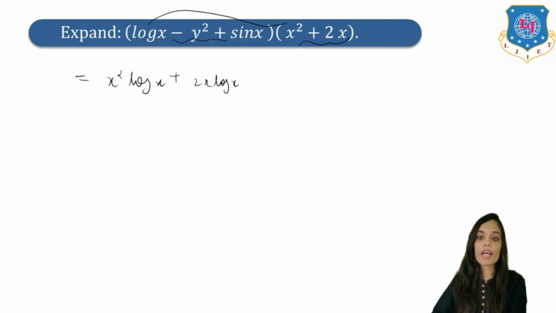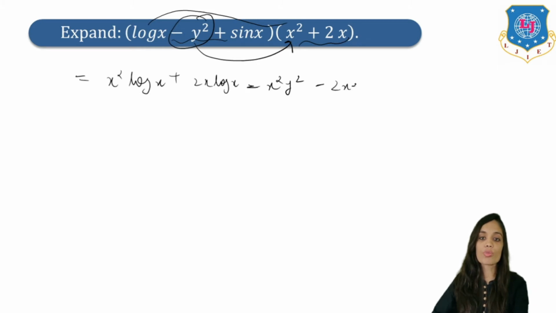Fine. Now, let us expand with minus y square. Multiply both the terms of this bracket by minus y square. So we will have minus x square y square minus 2xy square. Fine. Lastly, let us multiply this bracket with sin x. So this will be x square sin x plus 2x sin x.